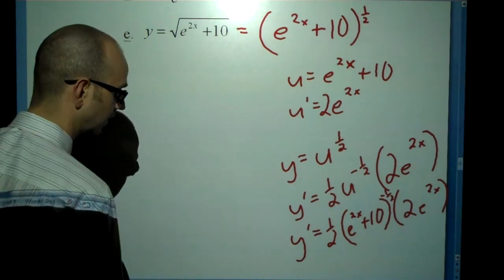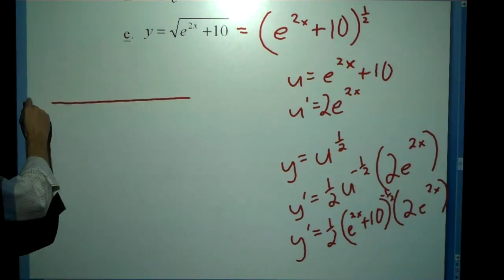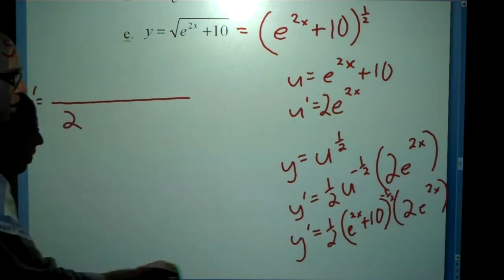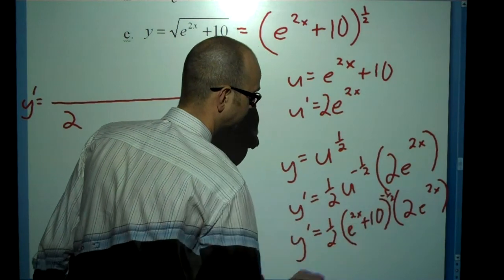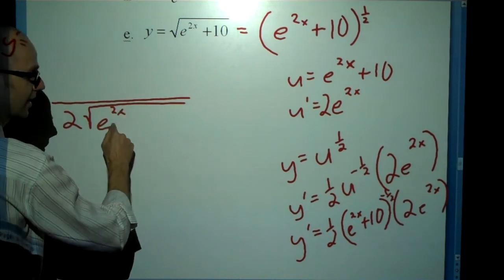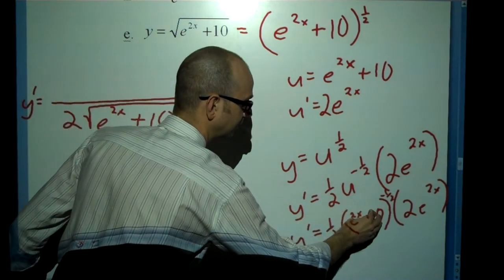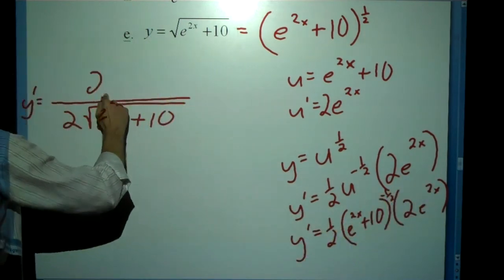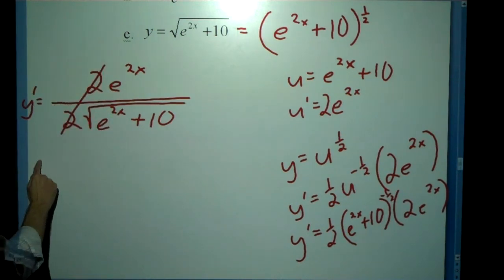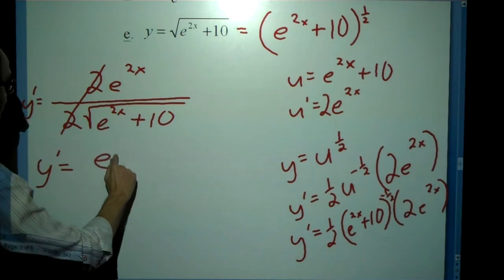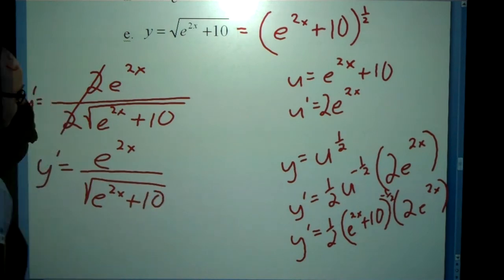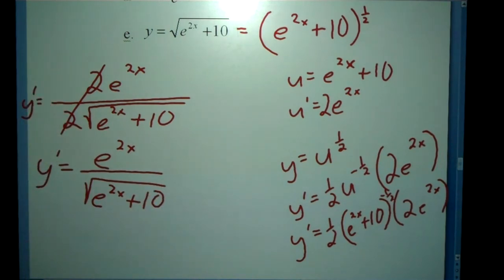Alright, let's see if we can clean some of this up. So I've got a big fraction bar, y prime is equal to that. I've got a 1 in the numerator, a 2 is in my denominator. All of this is in the denominator since it's negative, and since it's to the 1/2 power, that's all a radical. So I've got e to the 2x plus 10, all hanging out there in my denominator. All of this goes in my numerator. That's 2 over e to the 2x. I notice there's a 2 in both the numerator and the denominator. Let's cancel those out. So I have the derivative is equal to e to the 2x all over the square root of e to the 2x plus 10. That's a good one.